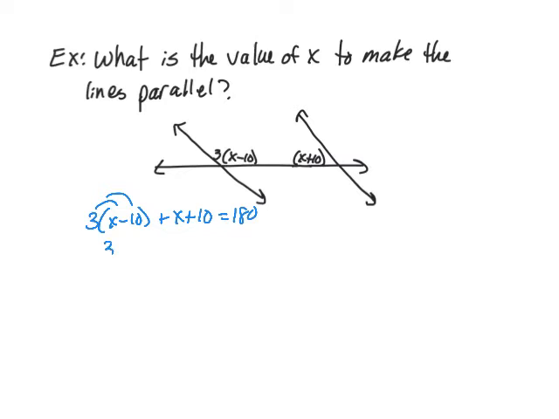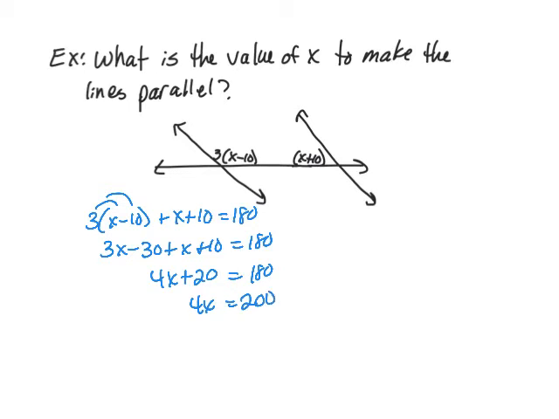I can distribute, and I get 3x minus 30 plus x plus 10 is equal to 180. So that's going to be 4x, and I combine the minus 30 and the plus 10, that's minus 20, is 180. 4x is 200. And it looks like x is going to be 50. So I go back and I'm looking, what is the value of x? So that's all they want to know. They don't even want to know what the two angles are. Well, for this to be true, for those two lines to be parallel, x would have to be 50. So this is 60 and this is 120, and they add to 180.